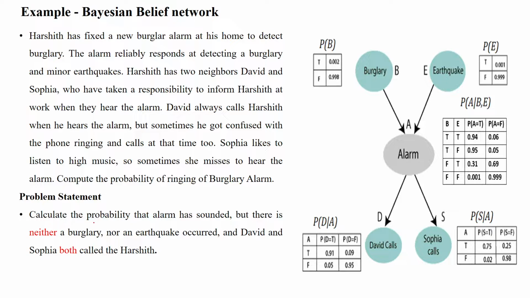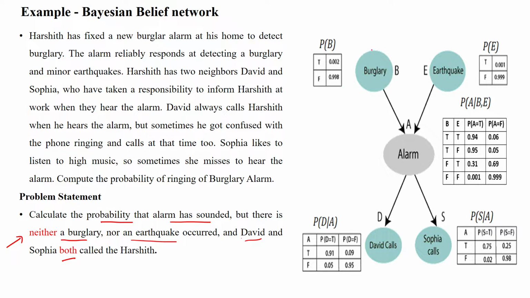Now we have to calculate the probability that the alarm is ringing, but there is neither burglary nor earthquake, and David and Sophia both call Harshit. So for this, we have to find the probability of the alarm ringing.